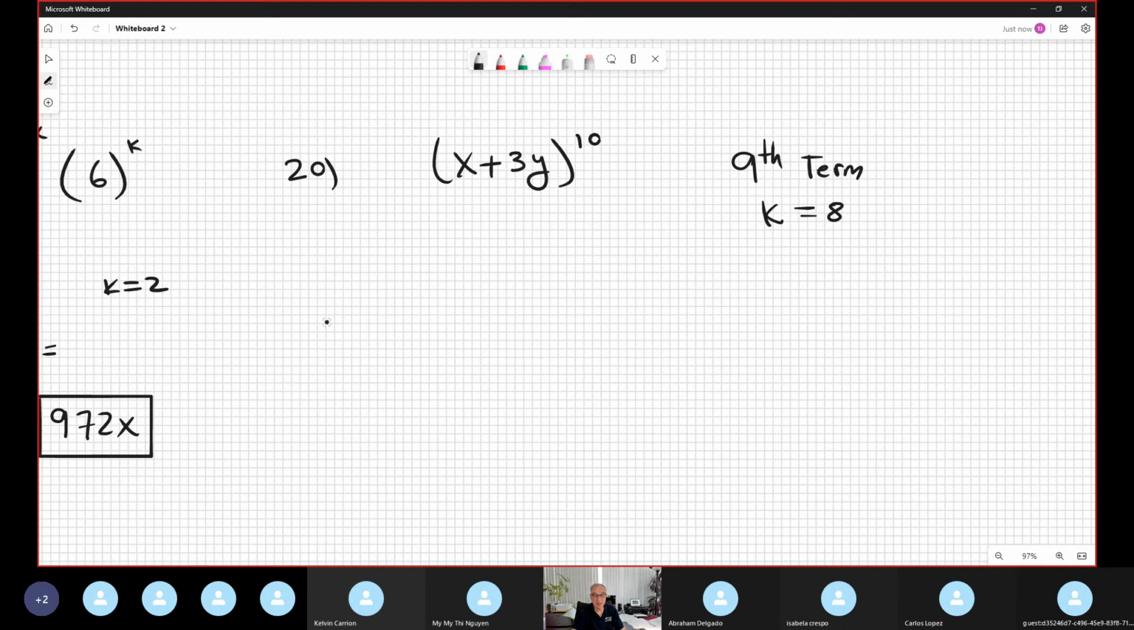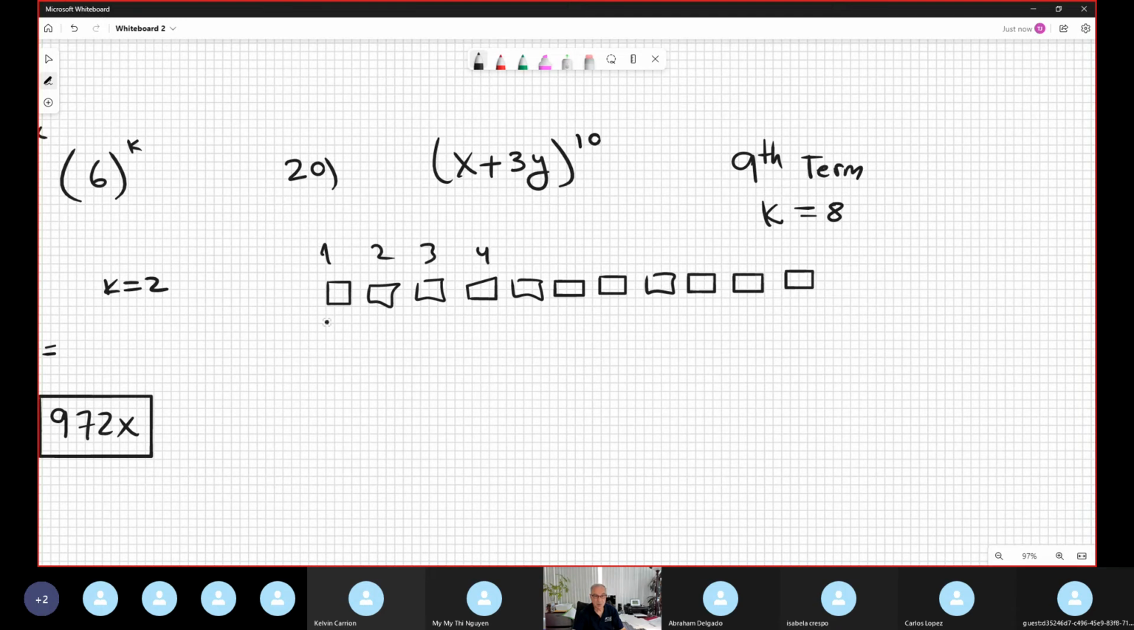Remember, when you expand this, we have 1, 2, 3, 4, 5, 6, 7, 8, 9, 10, and 11 terms. This is term number 1, number 2, number 3, up to number 9. I want this one. And k is not that number. k is 0, 1, 2, 3, 4, 5, 6, 7, 8.